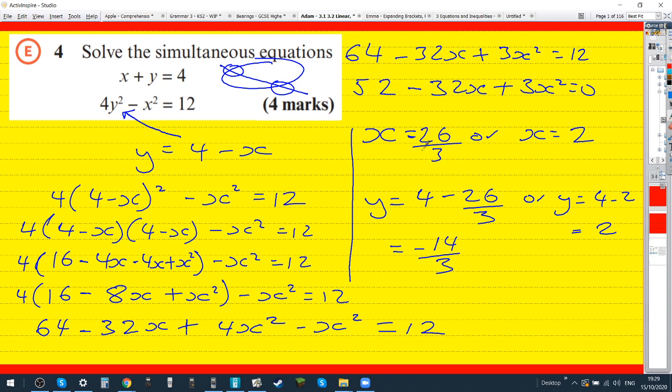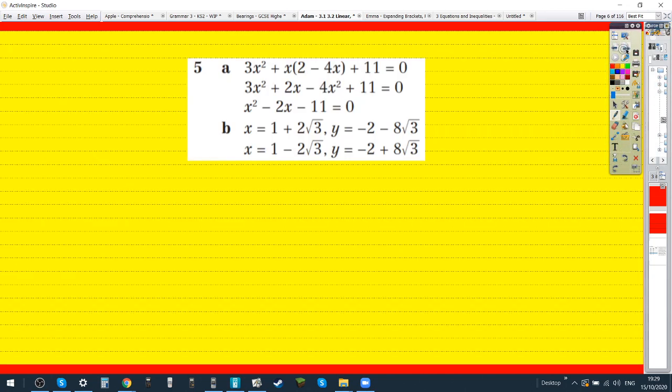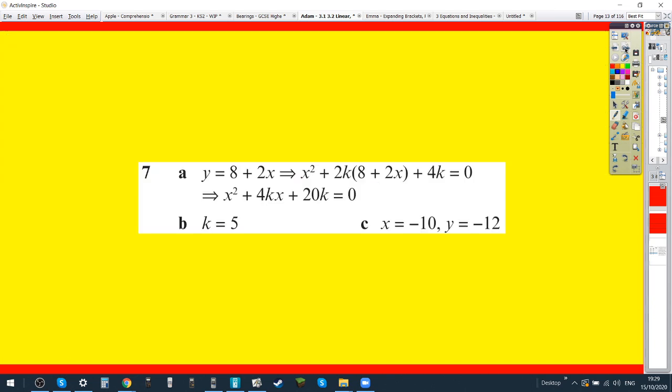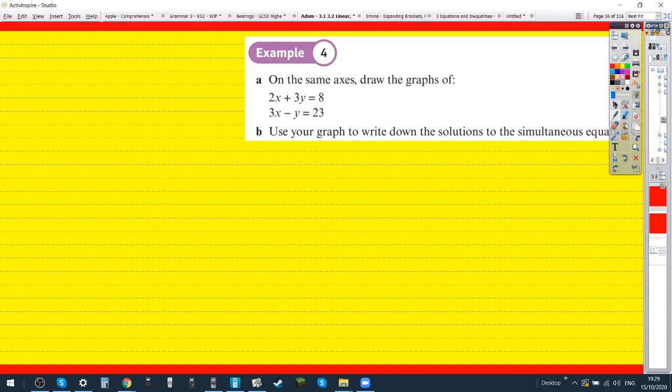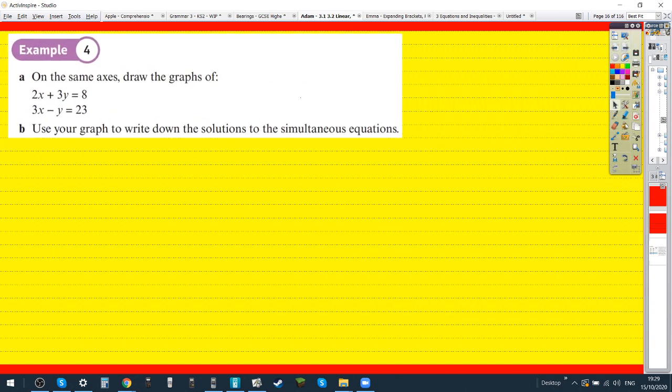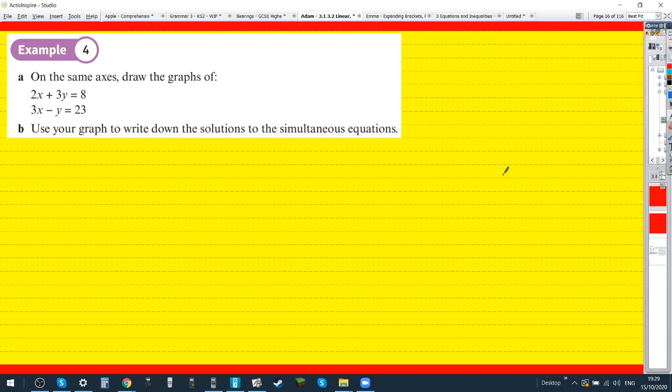So this one on the left would be 2, 2. This one on the right would be 26 over 3, minus 14 over 3. Wait, so for that graph, that part you just showed me, are the x and the x the 2 points, and the x and the y the 2 points? Yes, the two solutions are where they cross over.